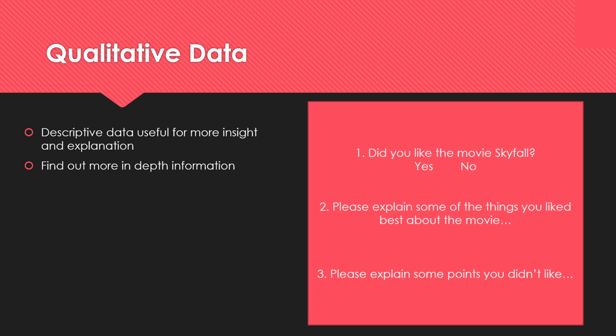So these questions here are a little bit of an example of what you can use qualitative data for. The first question is quantitative data. It's a closed question. Do you either like it or you don't? Now this would obviously give you a percentage of people that like the movie. This is something that you see on Google. If you type in Skyfall, it'll say something like 86% of people like it. Now that's good, but why don't the 16% like it? Why do the 86% like it? So using questions like please explain some of the things you liked, or please explain some points that you didn't like, that allows you to get some more insight into the audience and what they think.